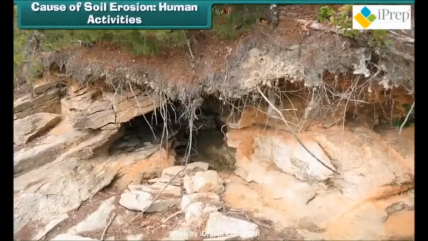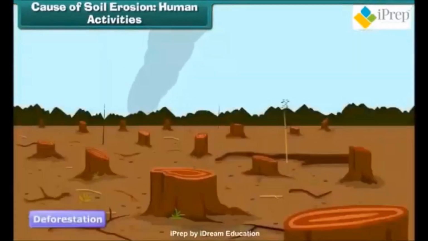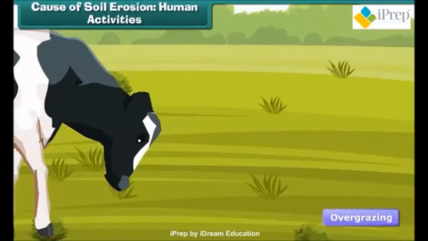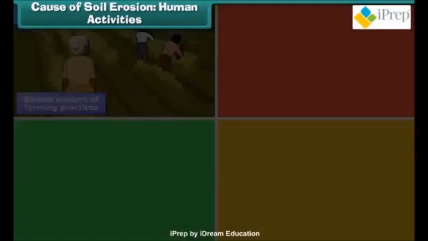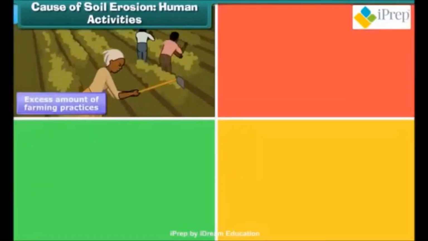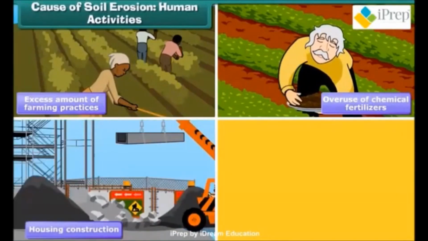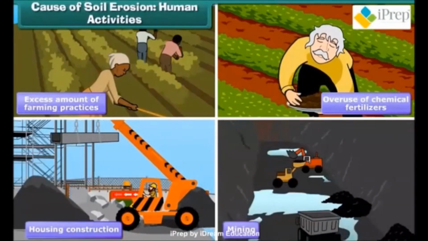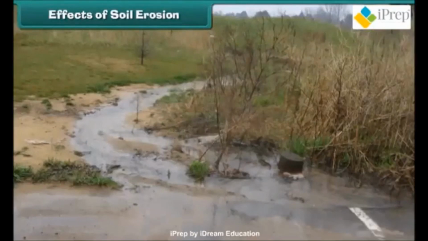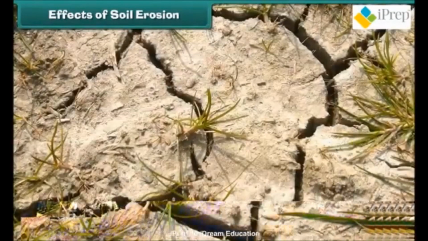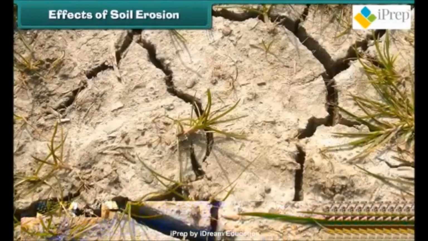Though soil erosion is in itself a naturally occurring process, in many cases it is increased by human activities. Some of these include deforestation, overgrazing by animals, improper or excess farming practices, trail building, overuse of chemical fertilizers, housing construction, mining, etc. Soil erosion leads to many unfavorable conditions. It results in the loss of soil and breakdown of the soil structure.